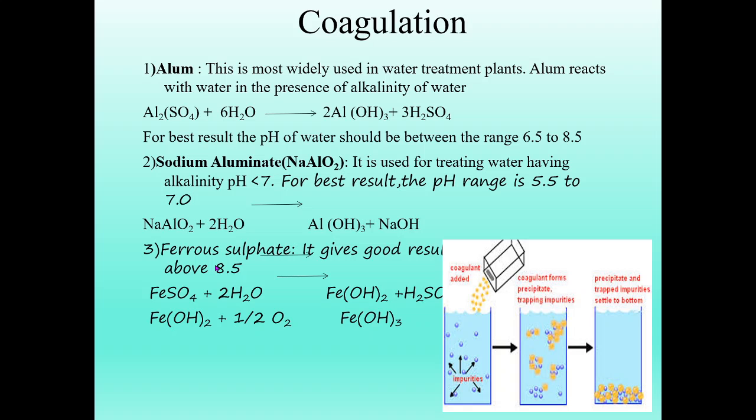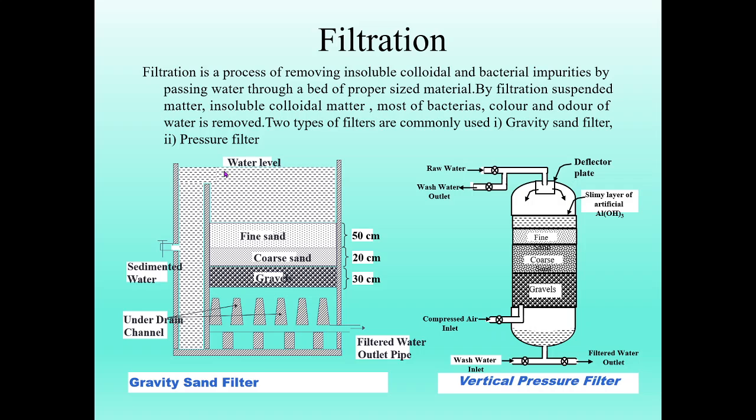So depending upon the initial pH of the water, this proper coagulant is used. The next process followed by coagulation is filtration. Filtration is the process of removing insoluble colloidal and bacterial impurities by passing water through a bed of proper size material. By filtration, suspended matter, insoluble colloidal matter, most of the bacteria, colors and odor of water is removed.